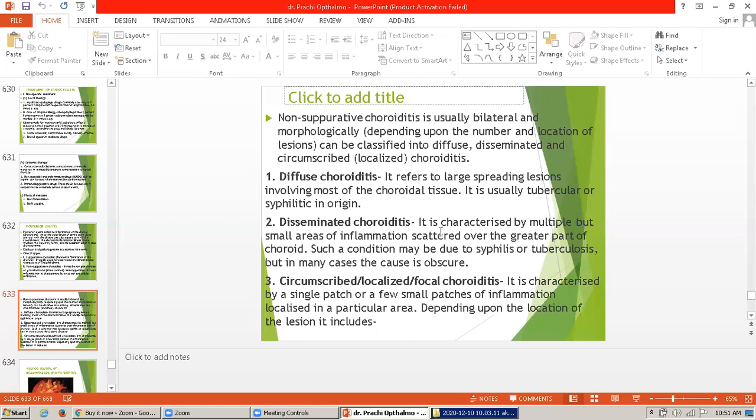And disseminated choroiditis is characterized by multiple but small areas of inflammation that are scattered over the greater part of the choroid, and such a condition may be due to syphilis or tuberculosis, but in many cases the cause is obscure. And circumscribed, that is localized or focal choroiditis, is characterized by a single patch or a few small patches of inflammation localized in a particular area, and depending upon the location of the lesions, it exists.